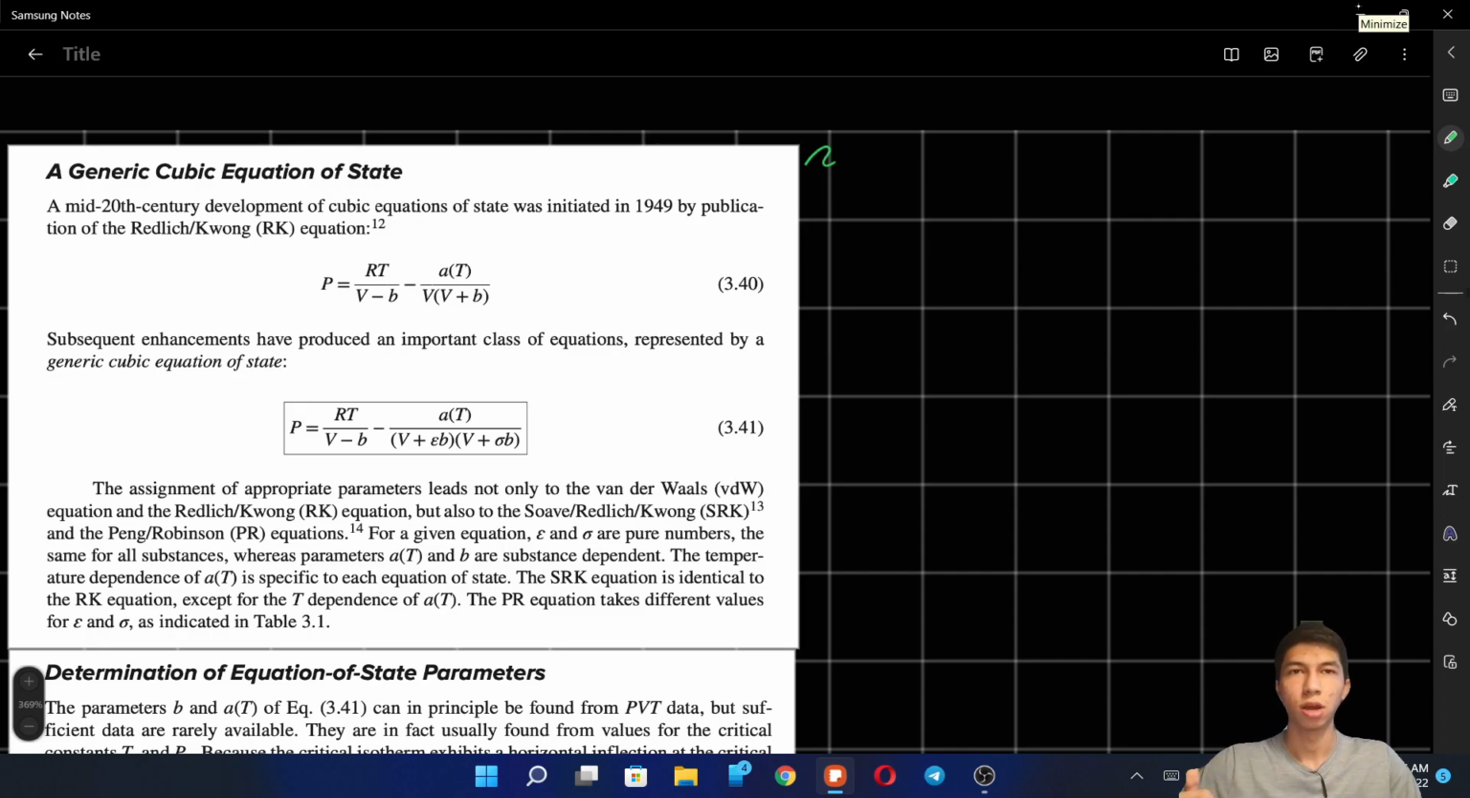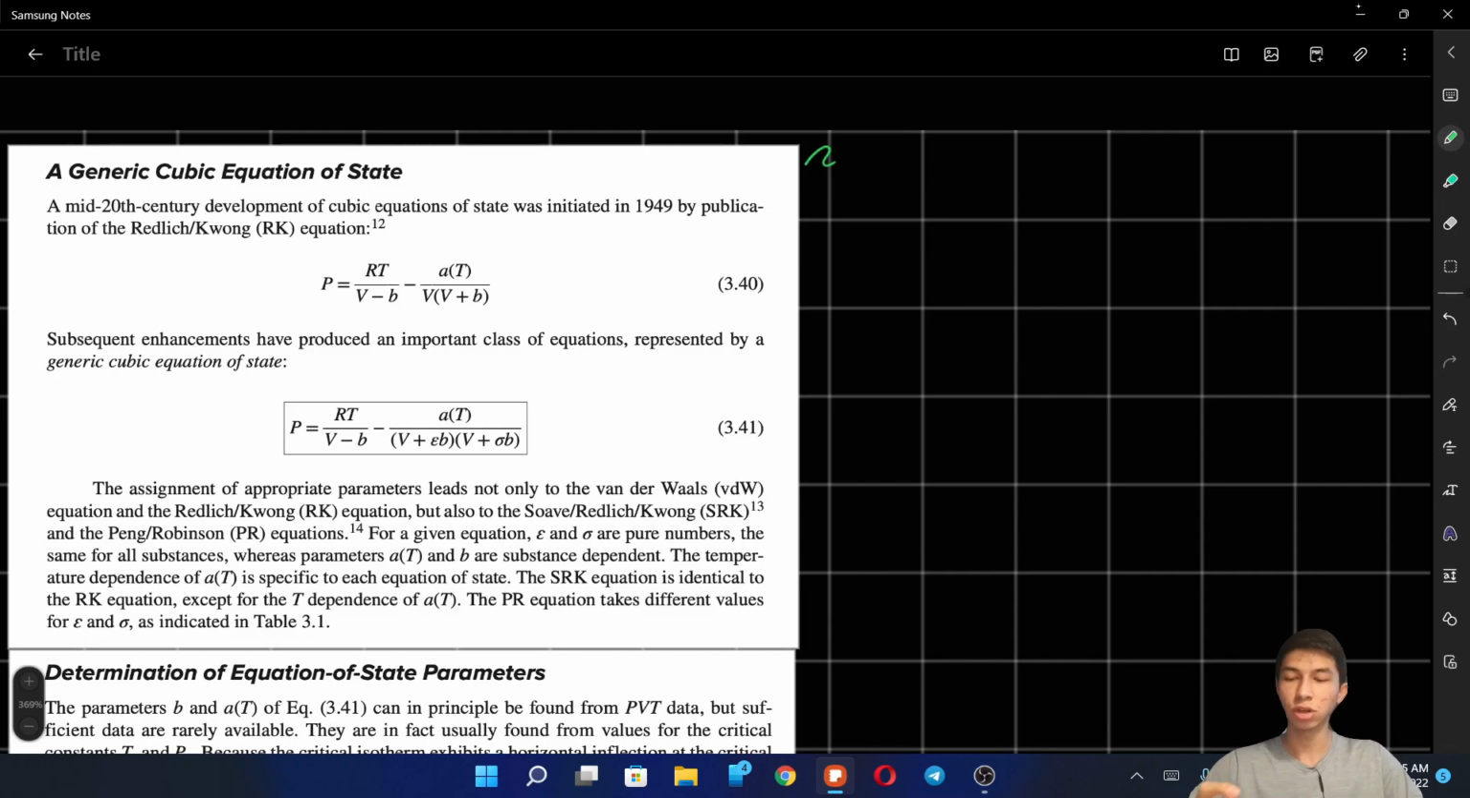Hello everyone. In our last videos we looked at the ideal gas equation and the compressibility factors for equations of state, and today we'll look at another equation of state, called the generic cubic equation of state, which is much more accurate than the ideal gas equation.